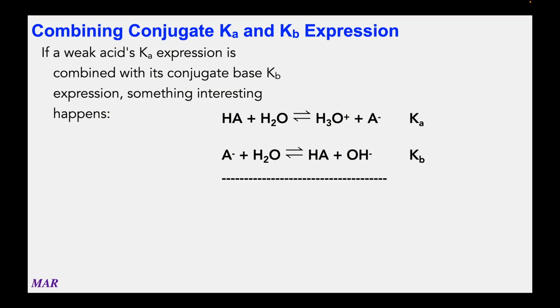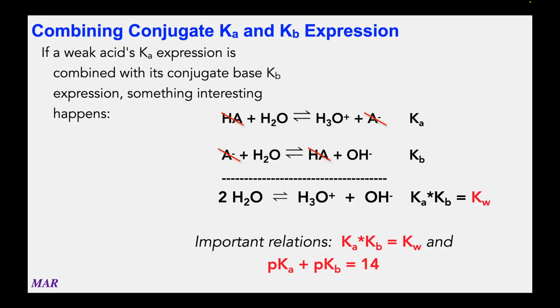So these are two conjugate Ks. You could have ammonia and ammonium for Kb, and you could have ammonium and ammonia for the Ka above. Either way, it's going to happen. But what's cool, though, HA, the weak acid, and the conjugate base A- will all cancel out. And you'll be left with two waters going to hydronium and hydroxide. And sure enough, that's the expression for a Kw. So Ka times Kb equals Kw as long as they're conjugates.